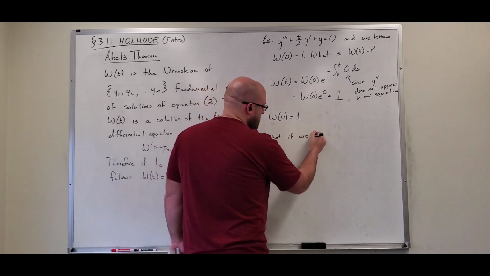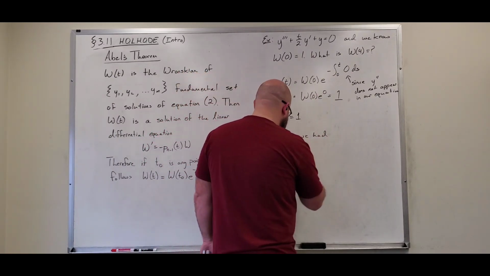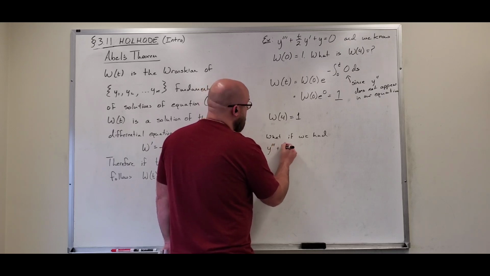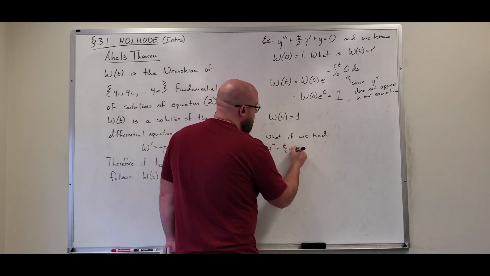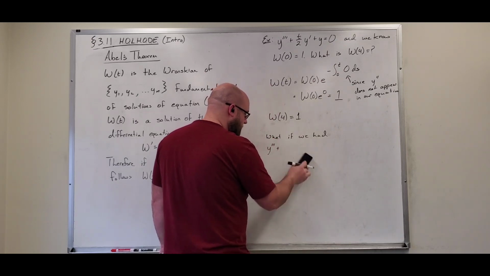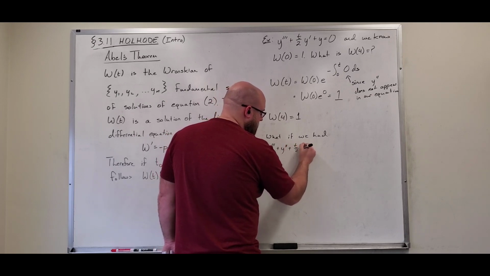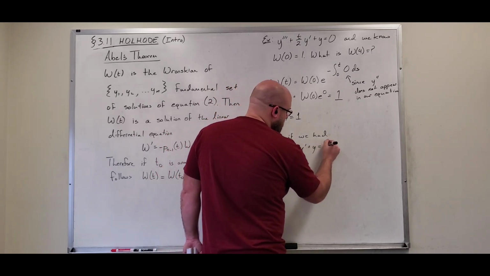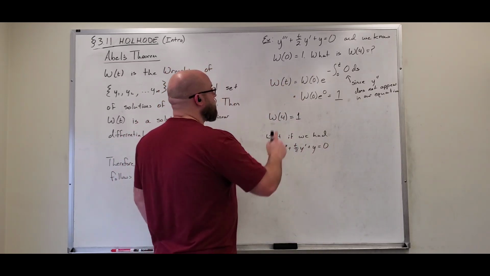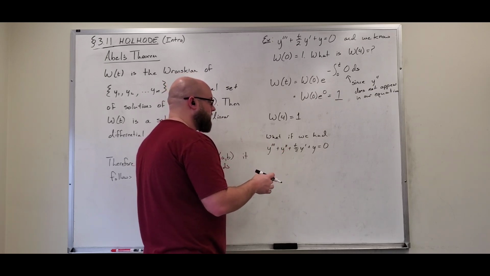Same conditions, but what if we had now y triple prime plus t over 2 y prime plus y equals, sorry, lift off the double prime, plus t over 2 y prime plus y is equal to 0. Then, same conditions, what would happen if we get W when we apply this at 4?